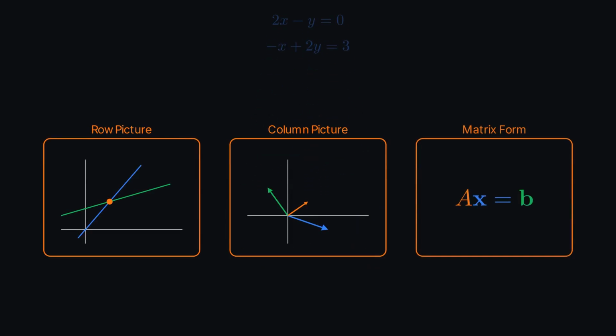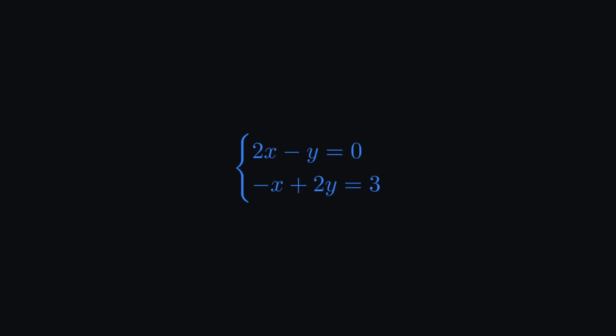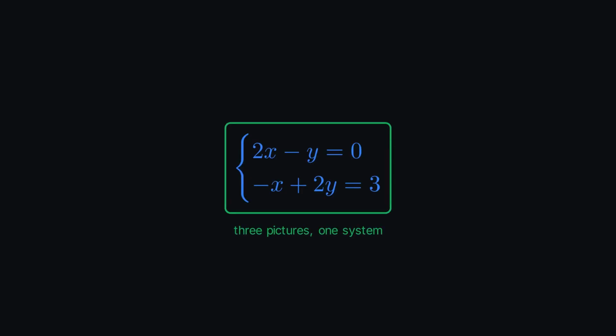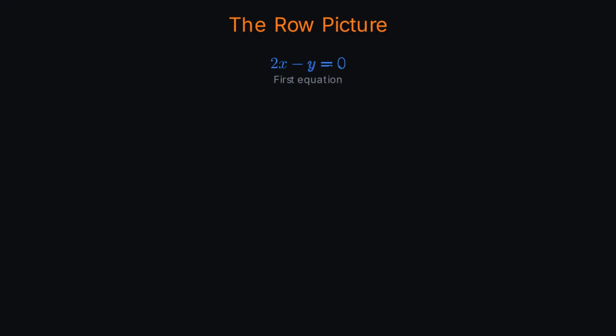There are 3 completely different pictures hiding inside these 2 lines of algebra, and understanding all 3 is the key that unlocks the rest of linear algebra. Let's start with what you already know, the row picture.